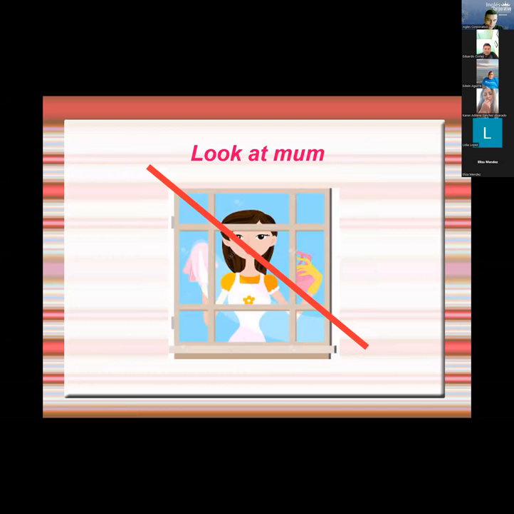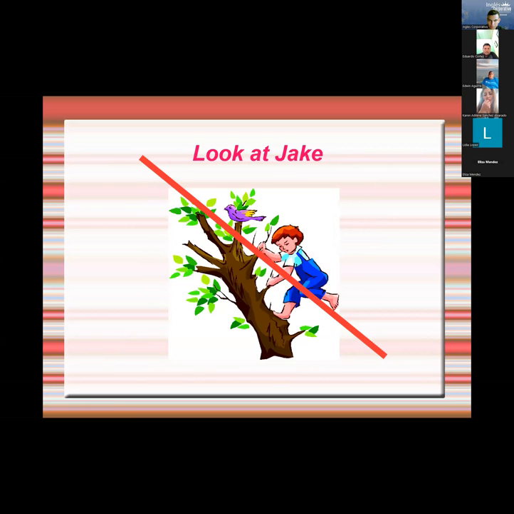How would this one be? Look at mom. What is happening with her? She isn't cleaning the window. Okay, she isn't cleaning the window. Mom isn't cleaning the window. Look at Jake. Jake isn't climbing a tree. Jake isn't climbing a tree.